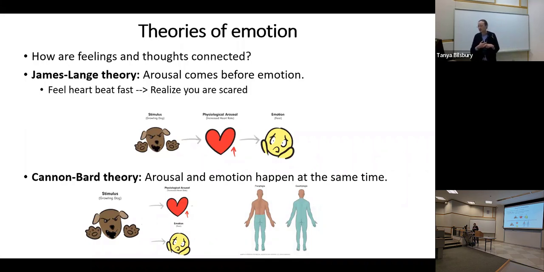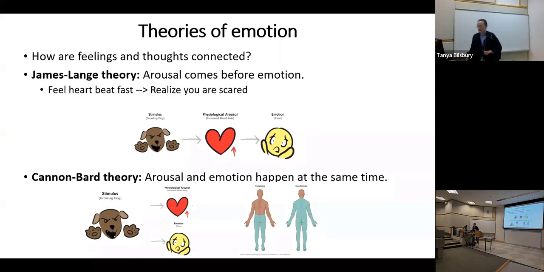But there's a limitation there. How do you know what the correct cognition is? So let's say your heart is beating fast. Well, how do you know if you're excited or scared? I'd be excited to see dogs. Or I'm scared of dogs. There's something missing there.